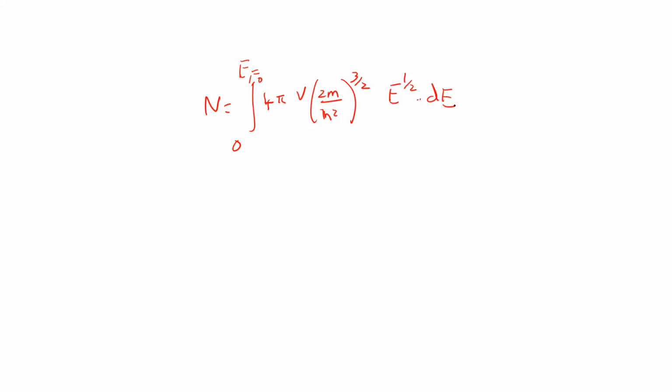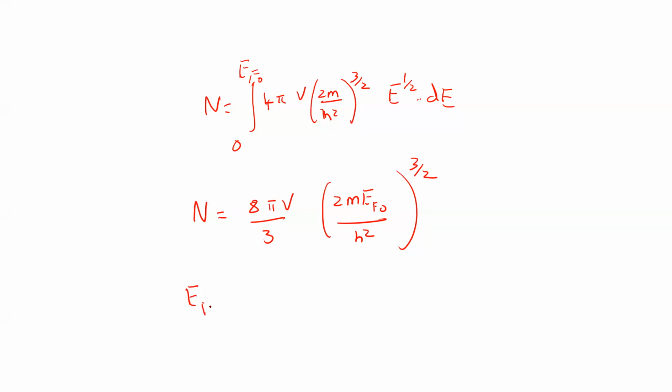When you do that, what you get is N is equal to 8 pi V over 3 times (2m E_F0 over h squared) to the power 3 by 2. Now this answer I could just rearrange for E_F0. This is what we want. So E_F0 is nothing but h squared over 2m times (3n over 8 pi) to the power 2 by 3.